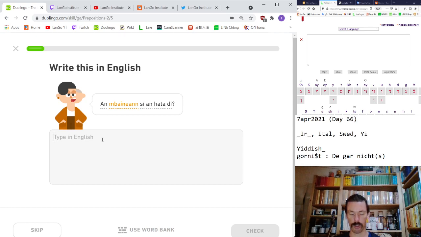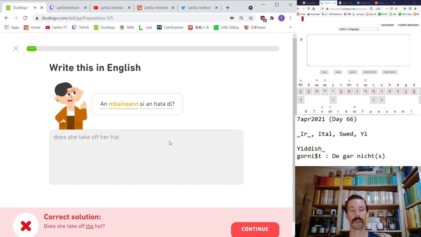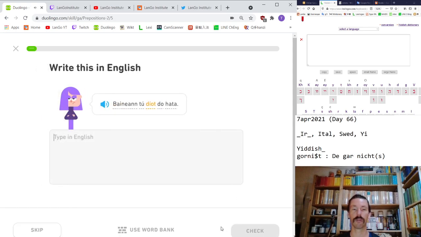But does she take off his hat? The hat from, her hat. An hata. The hat off herself. The pronoun is still there in Irish. We don't need it in English. Baineann tú do hata díot. The hat. Baineann tú, you take off. Take off yourself. Of yourself, your own hat. You say you take your hat off.